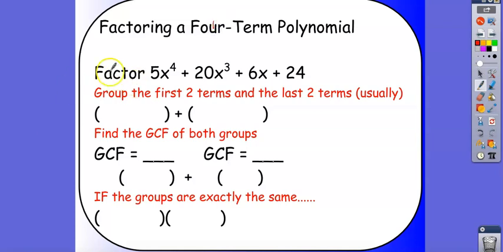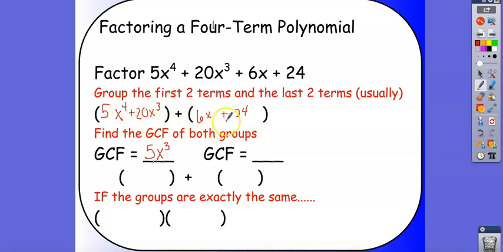Okay, so if I come over here, I'm going to say 5x to the 4th plus 20x cubed plus 6x plus 24. I just grouped them. I didn't change the value of the expression though. My greatest common factor here, well, they both have a 5, and they both have 3 x's. They don't both have 4 x's, only this one does.